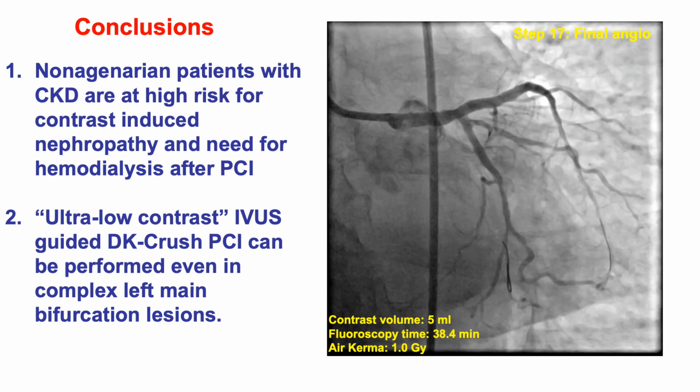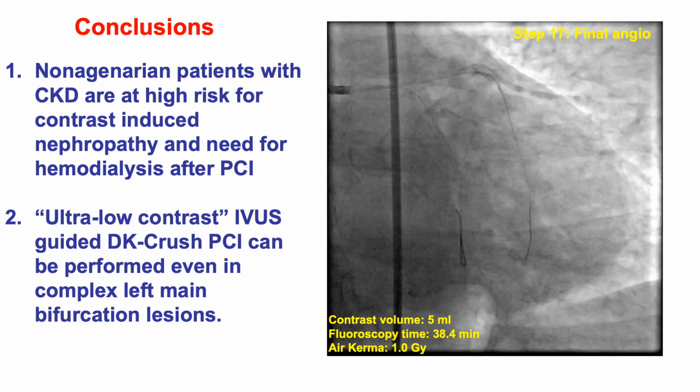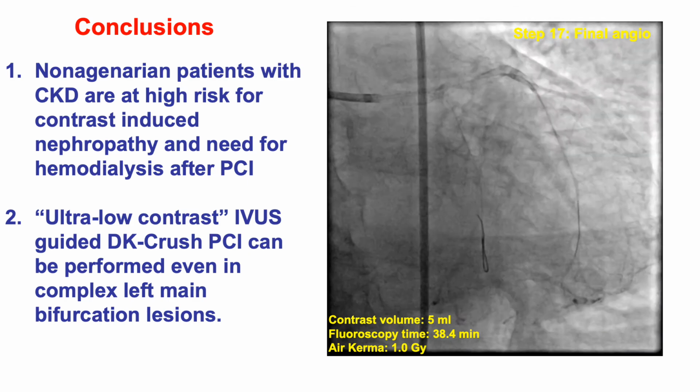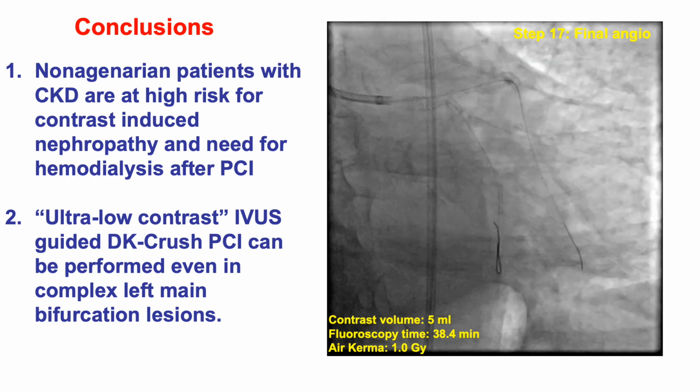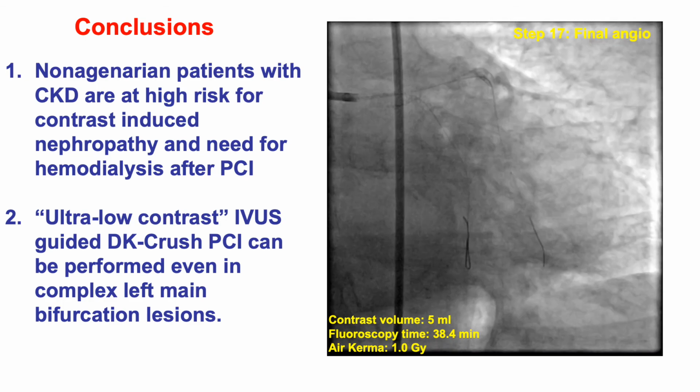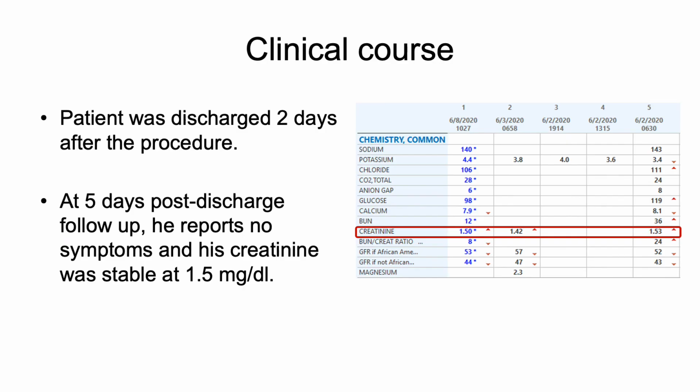So in conclusion, patients with CKD are at very high risk of contrast nephropathy and need for hemodialysis after PCI. Ultra-low contrast IVUS-guided DK crush can be performed even in complex left main bifurcation lesion. And as a follow-up, we actually ordered a BMP after 5 days, and it showed that his creatinine was 1.5, which is much better compared to his initial creatinine that was 1.7.